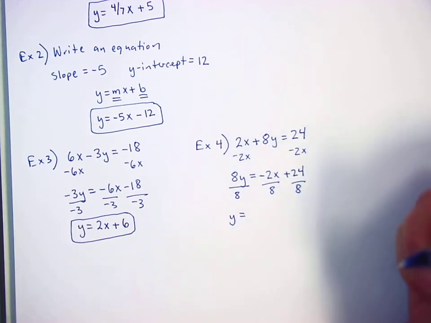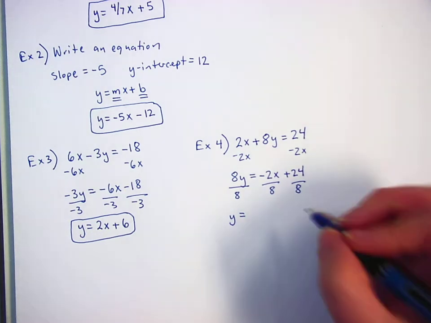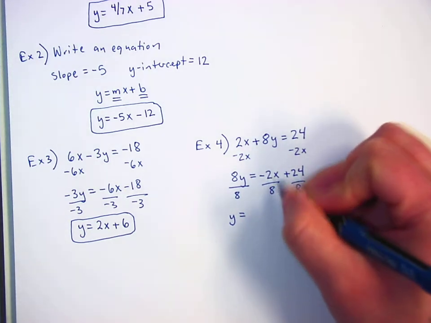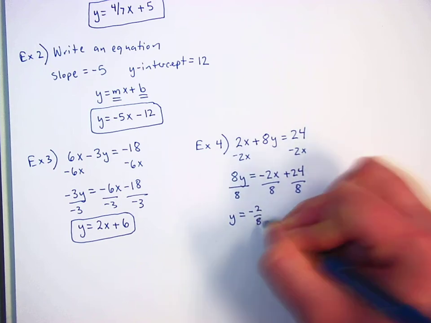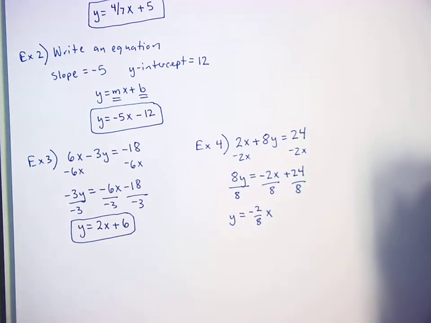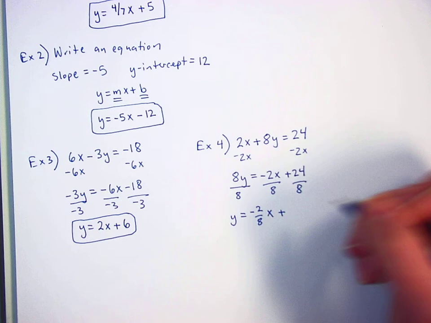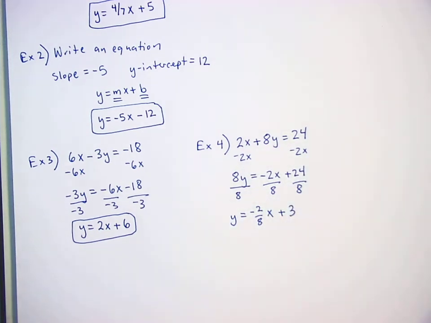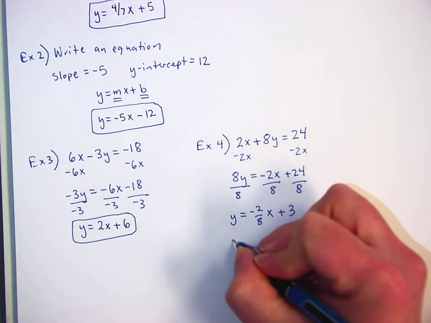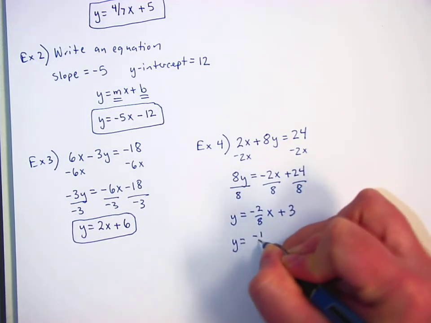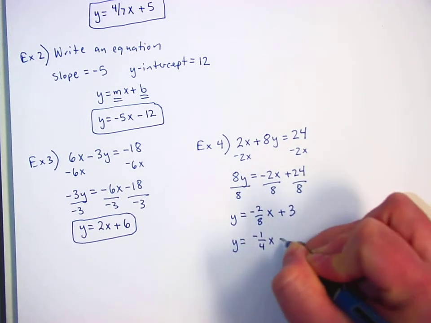Now, 2 divided by 8, some of you might have written 4, but it's not 4 because the 2 is on top, the 8 isn't on top. So it's actually negative 2/8 x, like that, plus 24 divided by 8 is 3. And then I can also reduce this one because that's 2/8, and 2/8 I can take a 2 out of the top and the bottom, so that'd be negative 1/4 x plus 3.